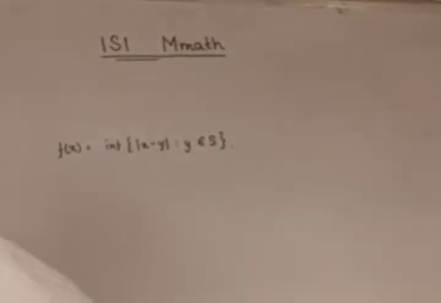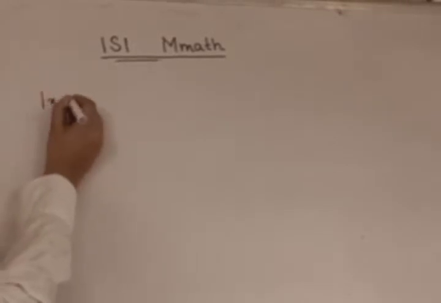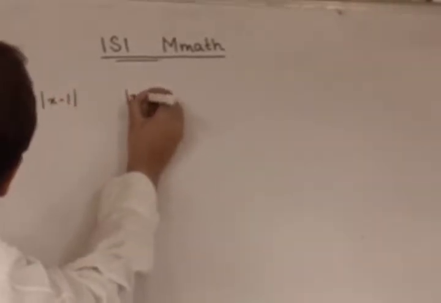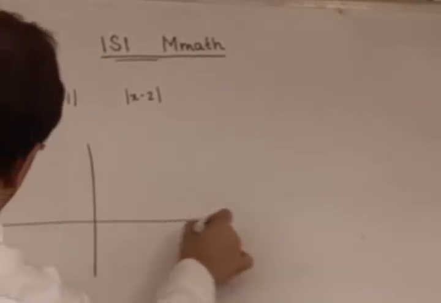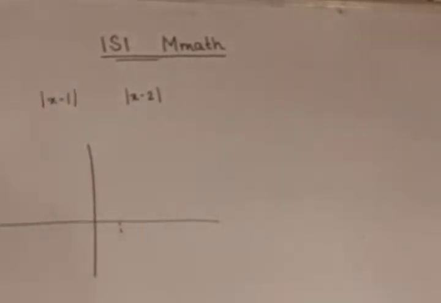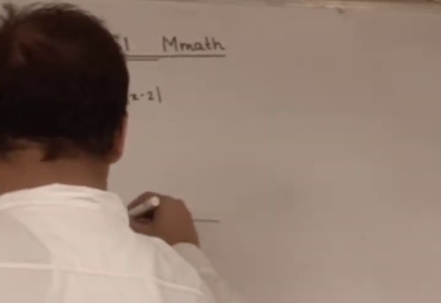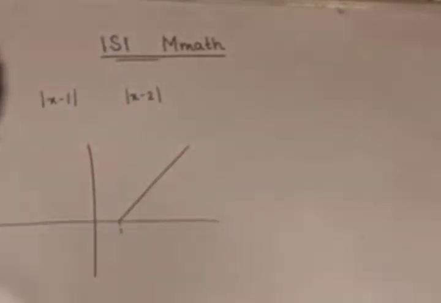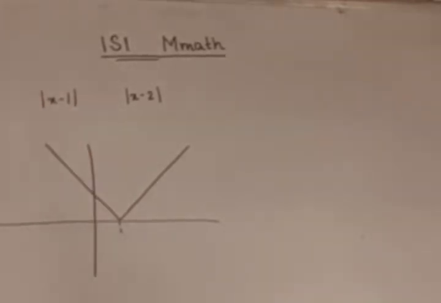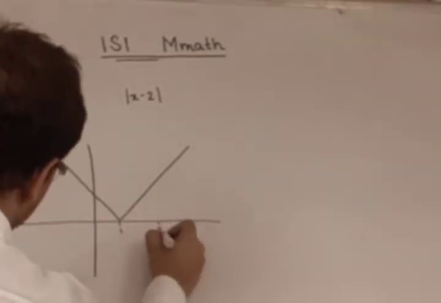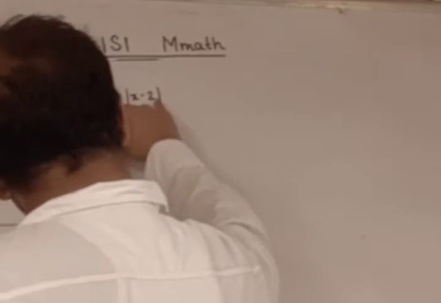So what do we draw here? The graph of |x minus 1| and the graph of |x minus 2|. What is the graph of |x minus 1|? This is my point 1, that is the vertex point, and this is the graph of |x minus 1|. And what is the graph of |x minus 2|? So this is point 2, and this is the graph of |x minus 2|.